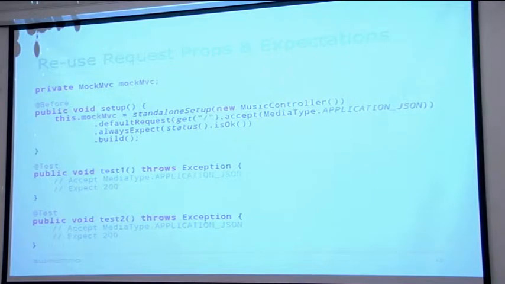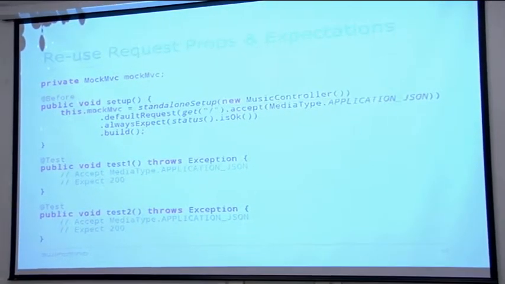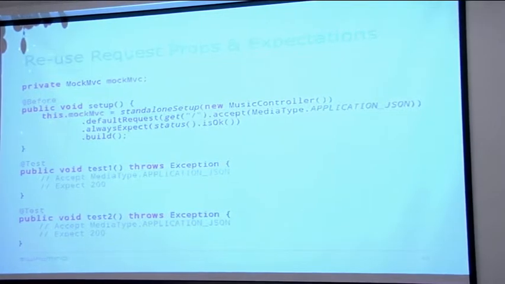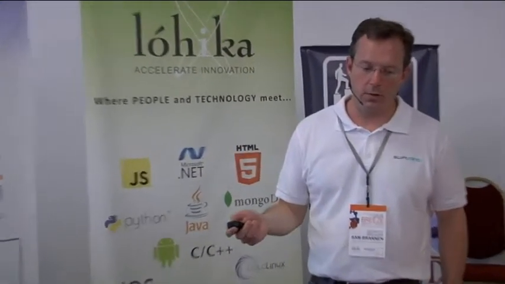So we want to reuse some configuration. Maybe we have some configuration we find ourselves typing all the time. We don't want to violate the DRY principle, the do not repeat yourself principle. In our setup method, we can set up things like default request and always expect. Then in our actual tests, we could override those if we wanted to, or just rely on the defaults that we've set up for all of our common needs.